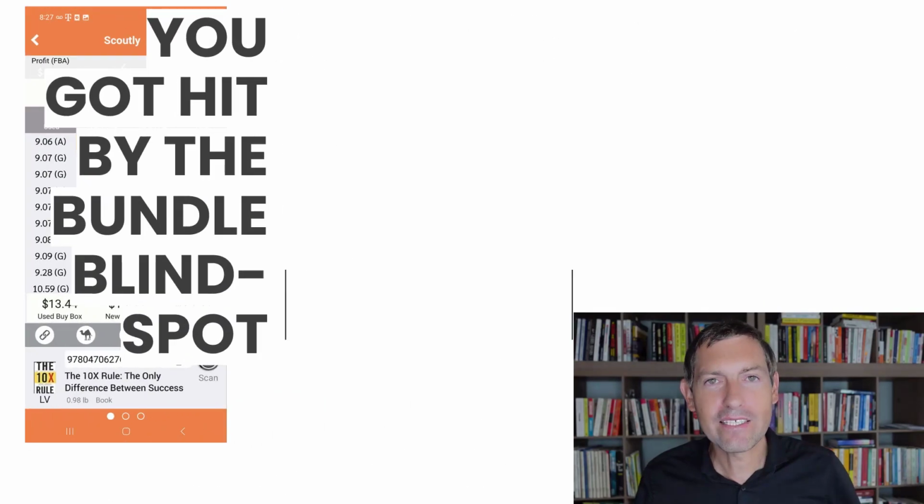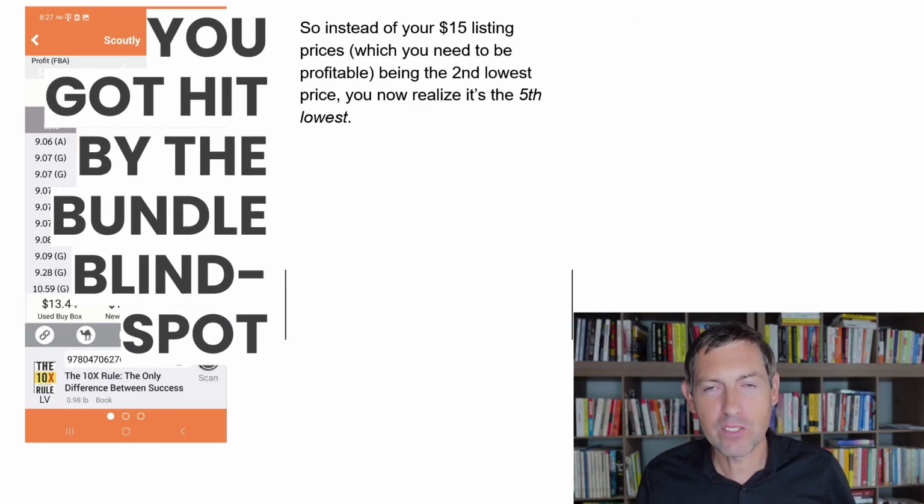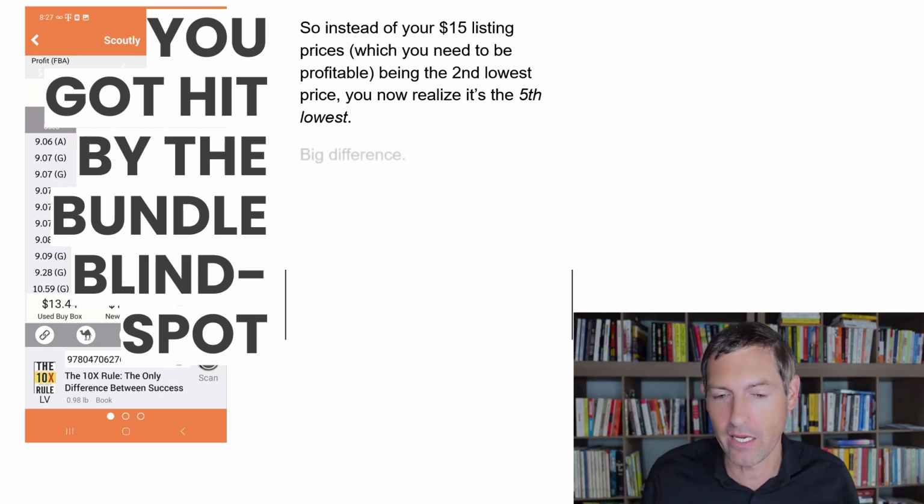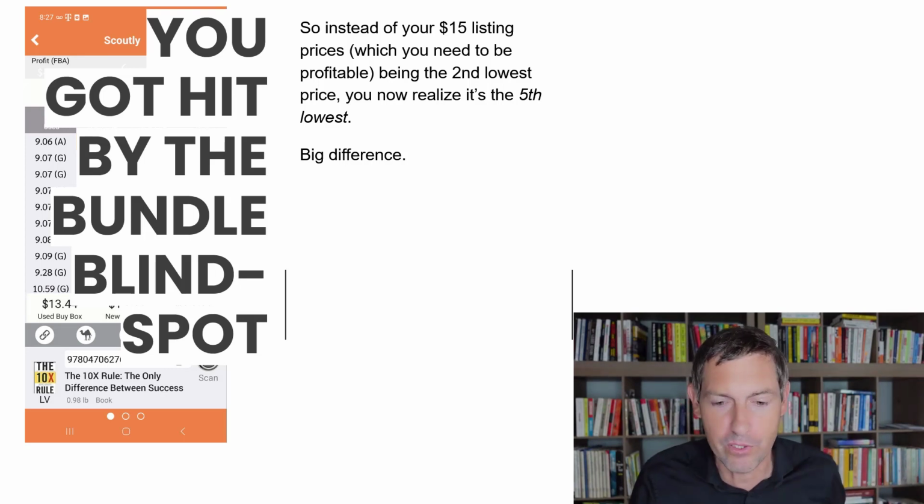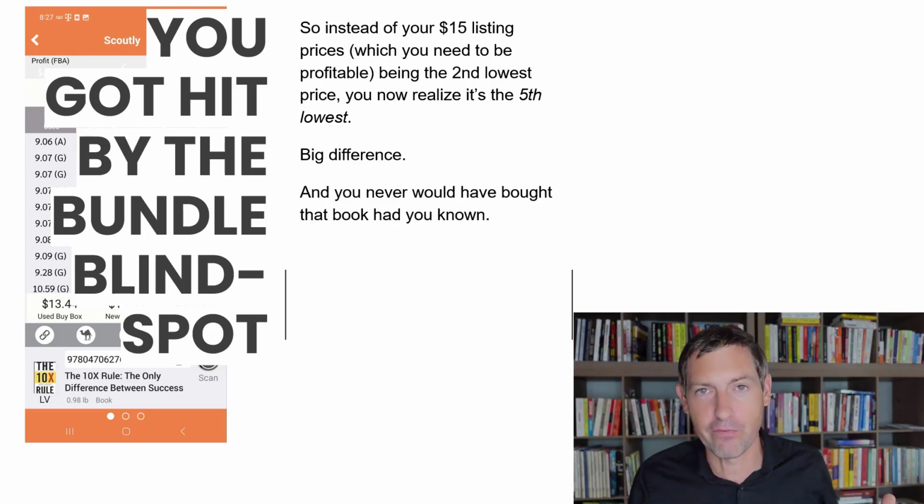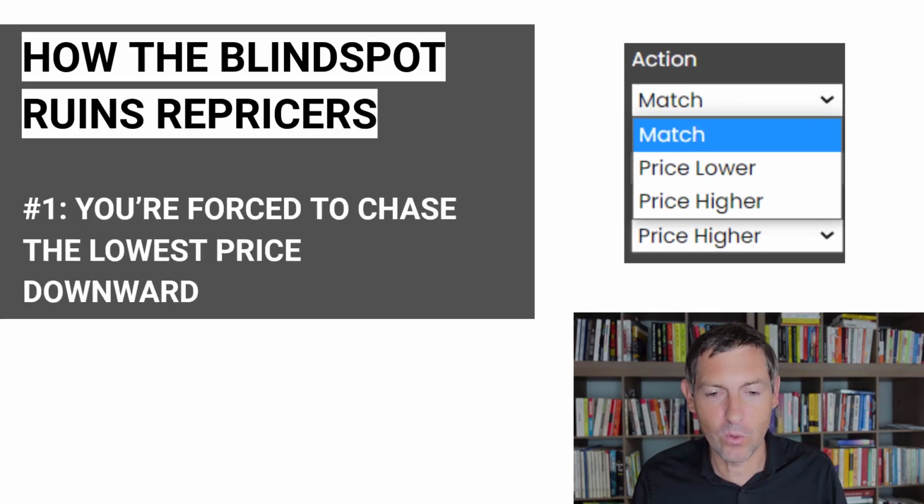Well, what you don't realize is you just got hit by the bundle blind spot. Now you're stuck with this book that really isn't that profitable after all. Now you got to be like 6th in line just to turn a profit, where you thought you had to be 2nd. So you never would have bought this book if you would have known this information. If your scanning app had actually shown you the correct data, you never would have purchased this book. It's a big, big difference between what the app showed and what actual reality reflects on the Amazon page. So you guys see now the impact this can have on your sourcing?